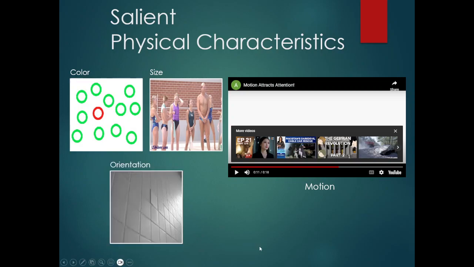Orientation. I found this picture on the internet where somebody was very annoyed by the tile layer because there's this one tile that's kind of sticking out, right? If everything else is organized in a particular way and one is just a little off of that orientation, it pulls our attention. So these are the kinds of physical characteristics that we're talking about when we say these pull our attention.